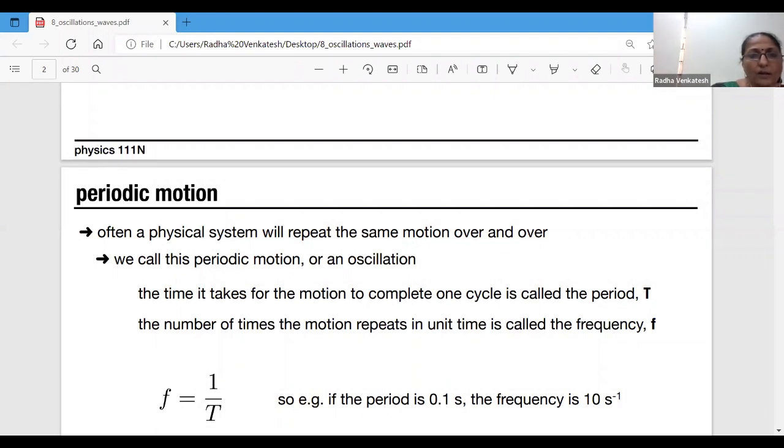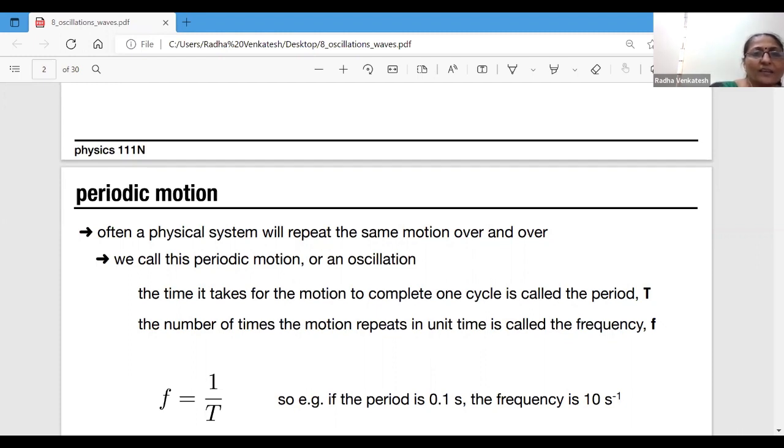All oscillatory motions are periodic. Will you agree? Yes, ma'am. Absolutely correct. All oscillatory motions are periodic. But all periodic motions are not oscillatory. Are we agreeable on this sentence? Yes, ma'am. Why are we agreeable on this sentence?